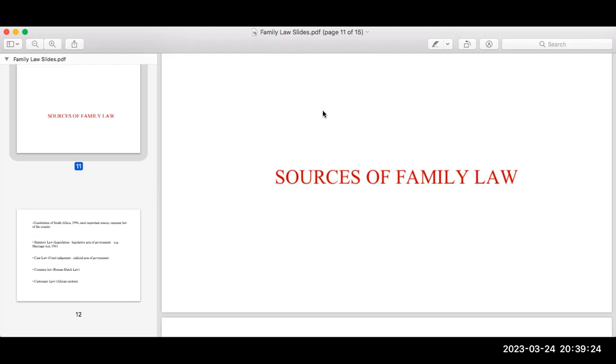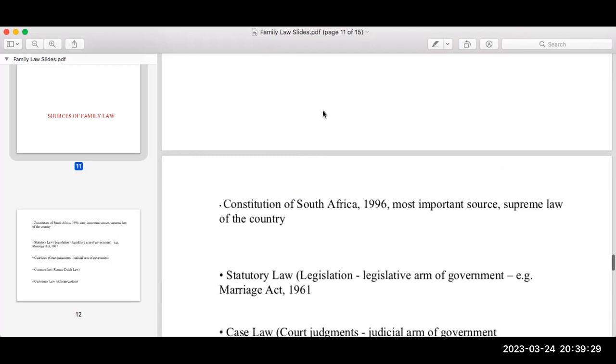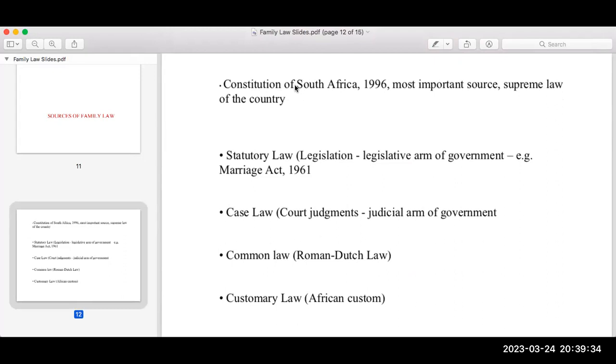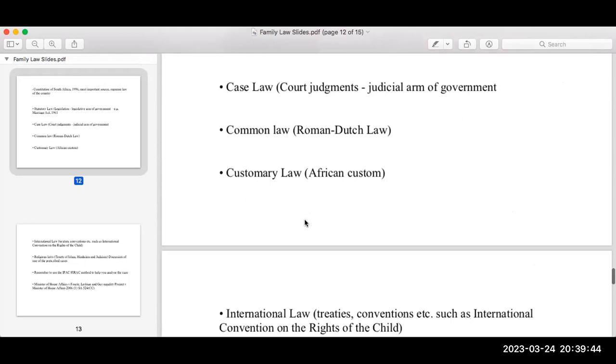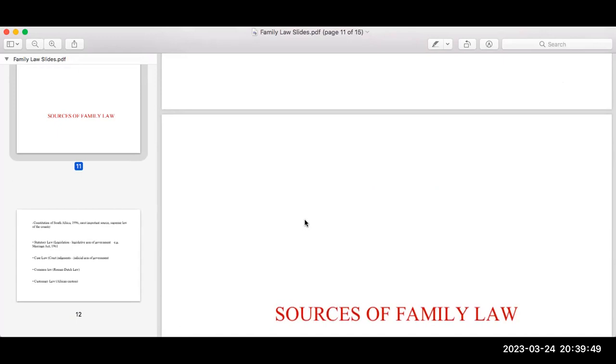So those are the sources of law. In the order of the hierarchy, it's the Constitution, statutory law, case law, common law, customary law, international law, and religious law, right? And then one more question. Where does family law fit in our legal system? I'll just give you a hint because you might not have been here. Is it under public law or private law? Anyone?